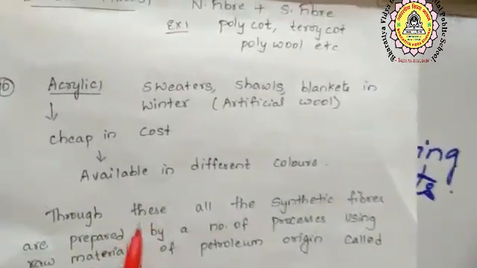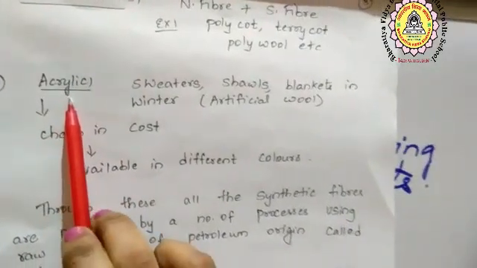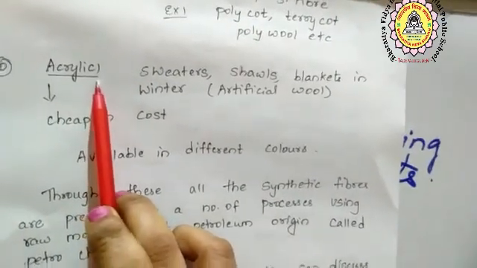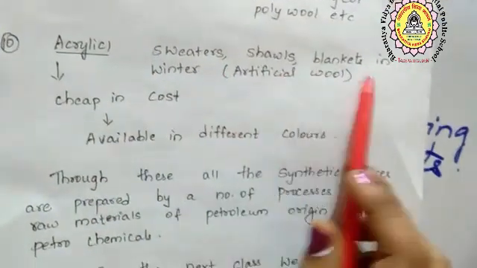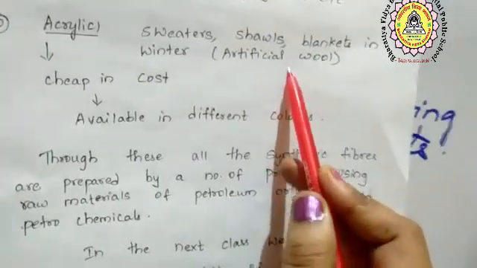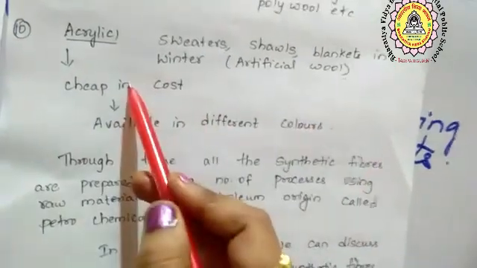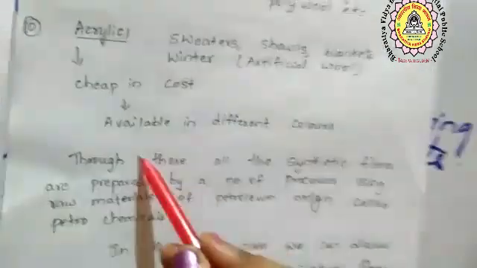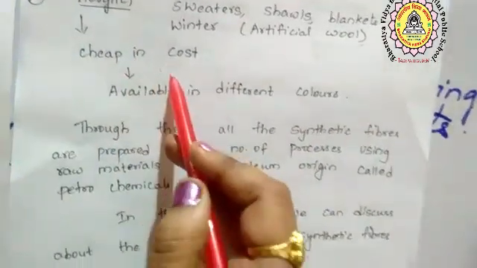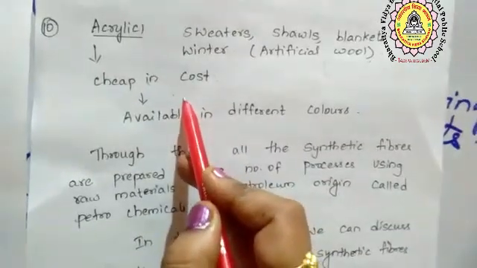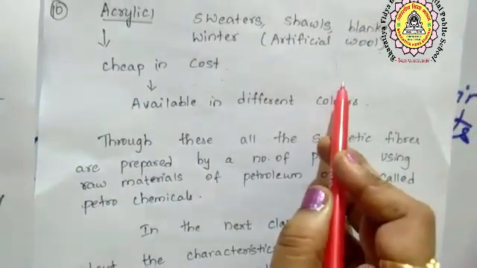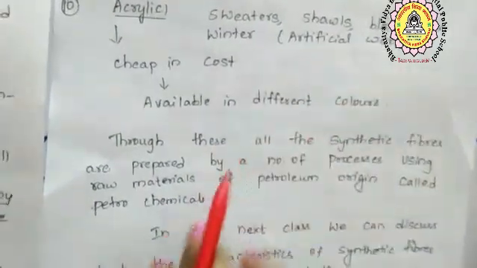After polyester, we are going to discuss the next synthetic fiber, that is acrylic. Acrylic is used in sweaters, shawls and blankets, mostly in the winter season. Its other name is artificial wool. Acrylic is cheap in cost and available in different colors. In winter, wool is so costly, so instead we use this artificial wool in weaving sweaters, shawls, blankets and so on.